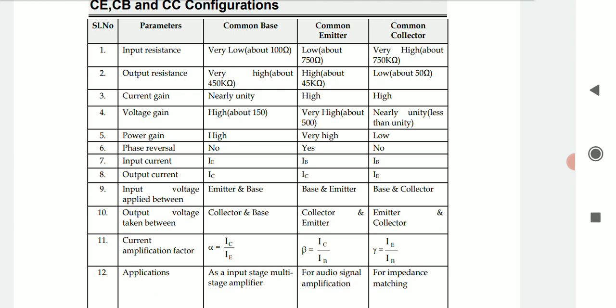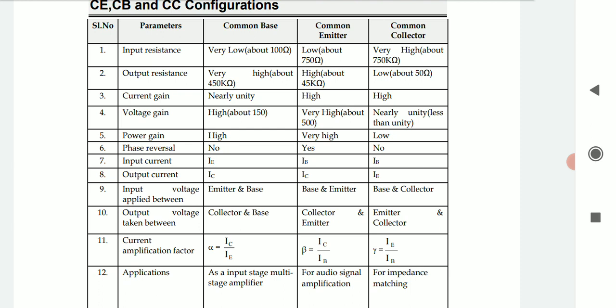But among these three, common base, common emitter, common collector, considering input resistance, voltage gain, and current gain: in common base the current gain is low, in common collector the voltage gain is low, whereas in common emitter both the gains are high. Therefore, generally the common emitter configuration is used in amplification circuits.